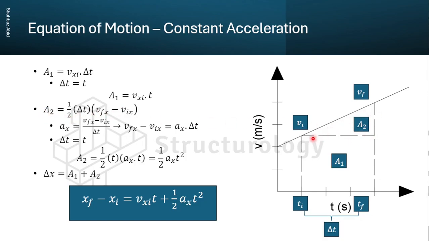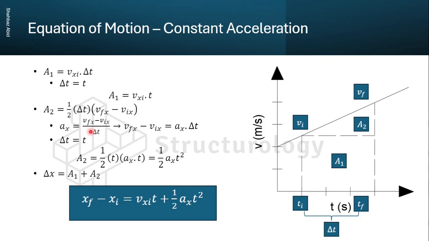Area 2 is going to be a triangle, so it is half times base, which is delta t, times height, which is the final minus the initial velocity, because we have divided these two areas from the initial velocity. So it is half times delta t times final velocity minus initial velocity. Now we know again that the slope of the velocity versus time graph is acceleration, so final velocity minus the initial velocity divided by delta t.